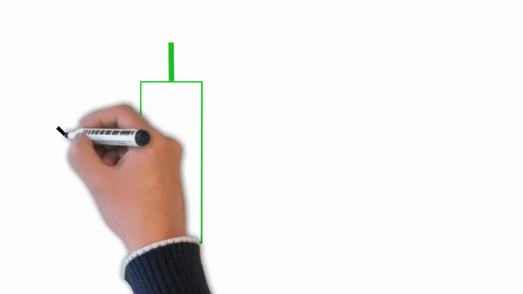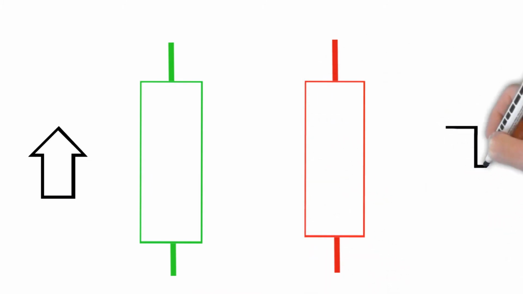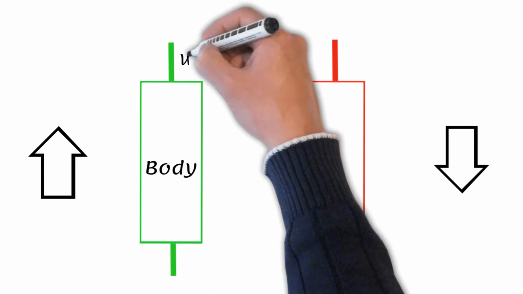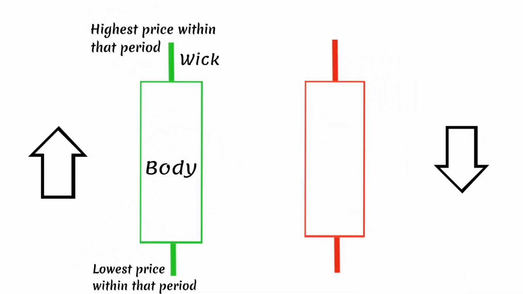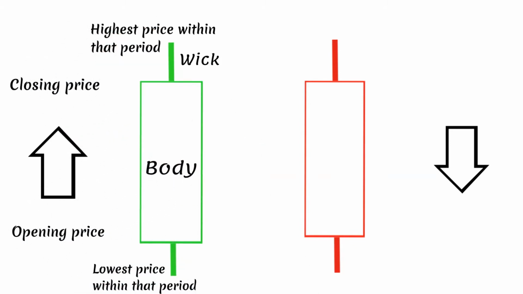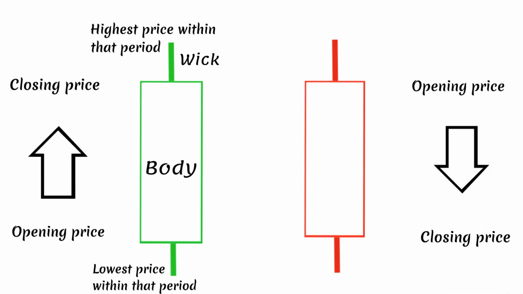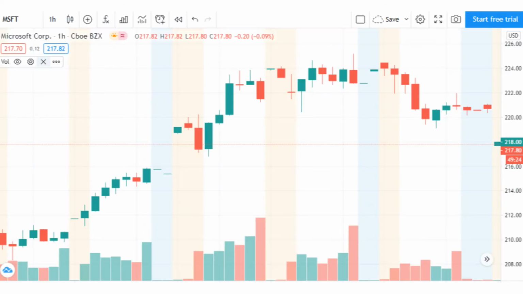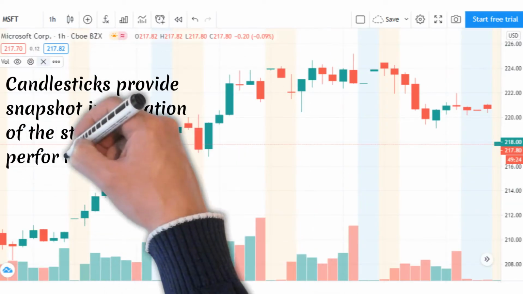The green candle is bullish, showing an increase in price. The red candle is bearish, showing the price going down. The candle body shows the opening and closing prices, while the wicks show the highest and lowest prices in that period. For the bullish candle, the bottom of the candle body shows the opening price, and the top shows the closing price. For the bearish candle, the top shows the opening price, while the bottom shows the closing price. It's important to learn about these, because they provide snapshot information about the stock's performance.